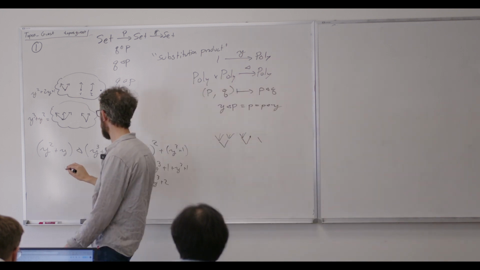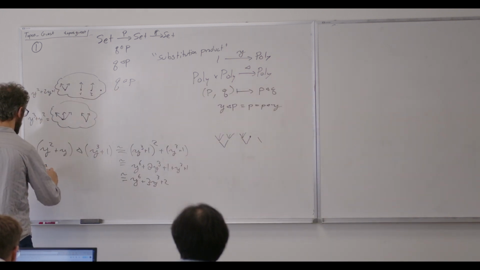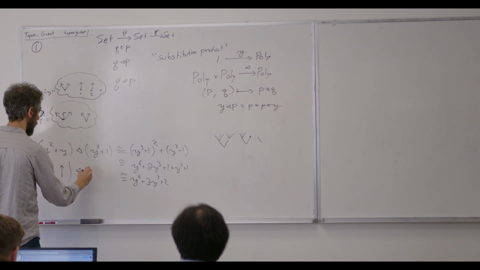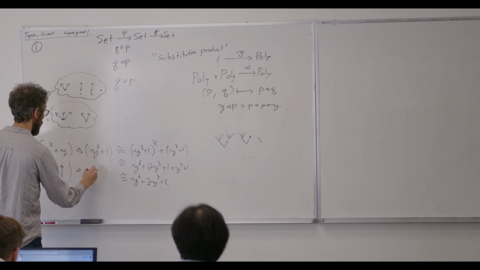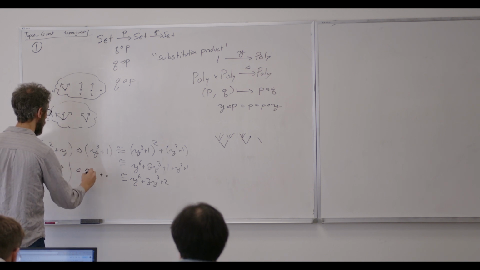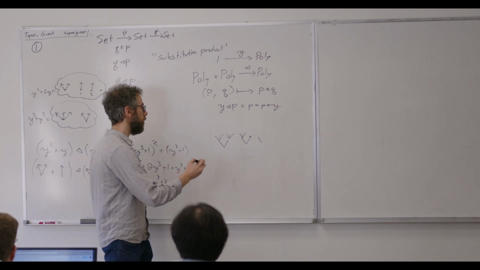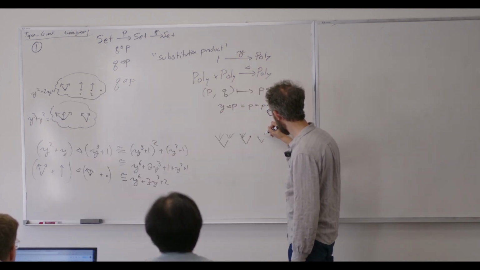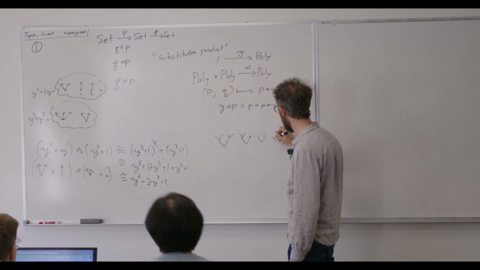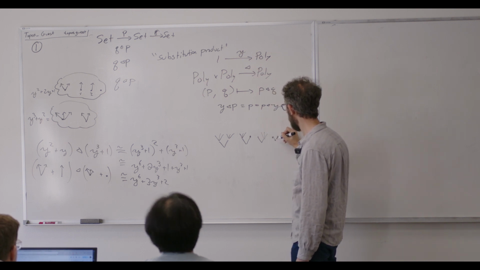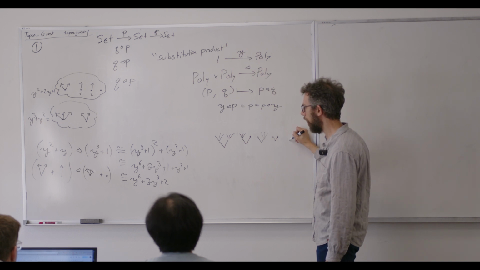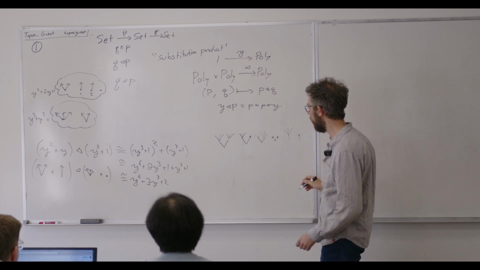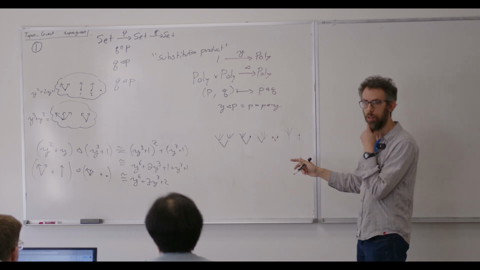So this one, sorry, this one is y squared plus y. And this one is y cubed plus dot. And so what we do is we just draw all possible things like this. What else do we have? We have this, and we have this. OK, so do you see what I did?